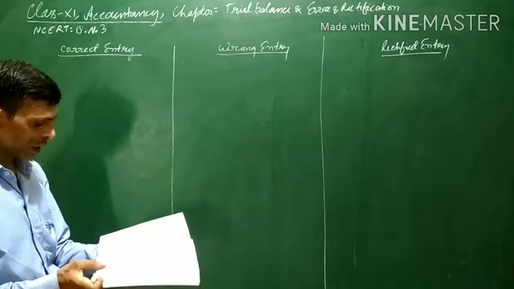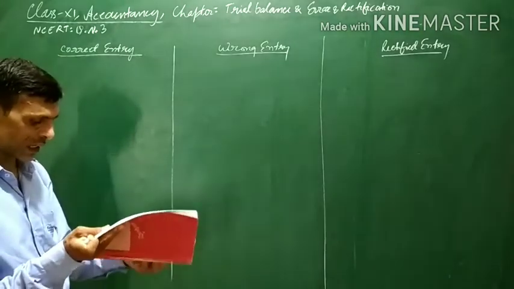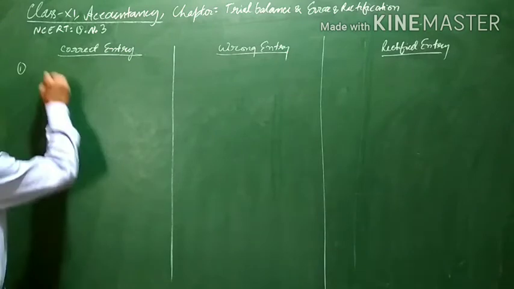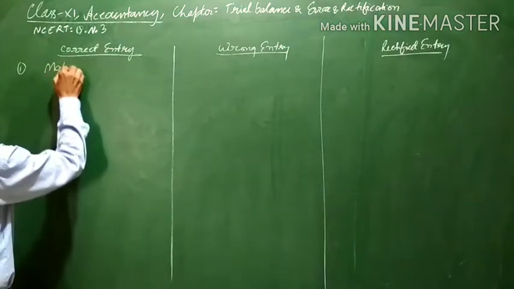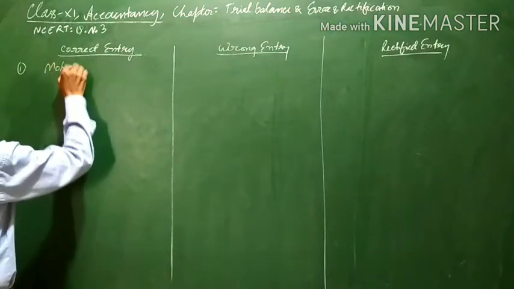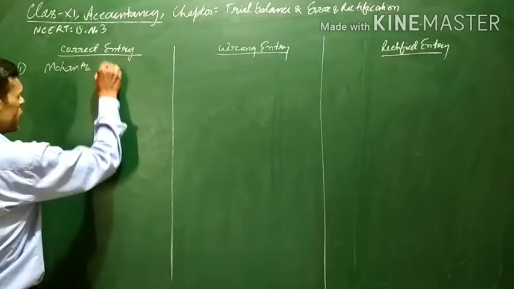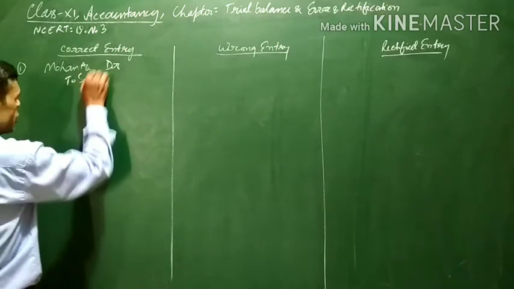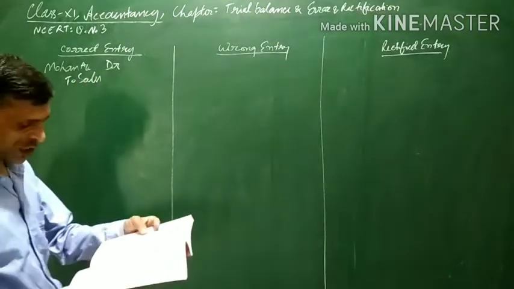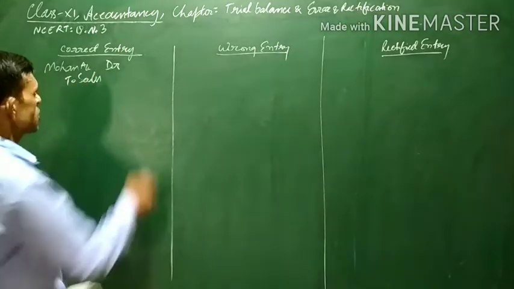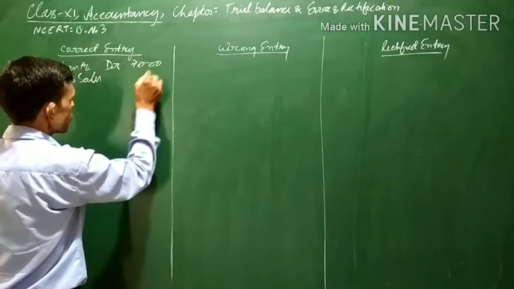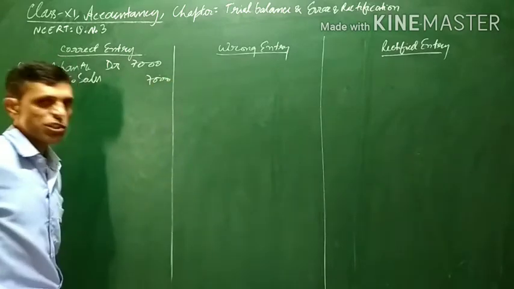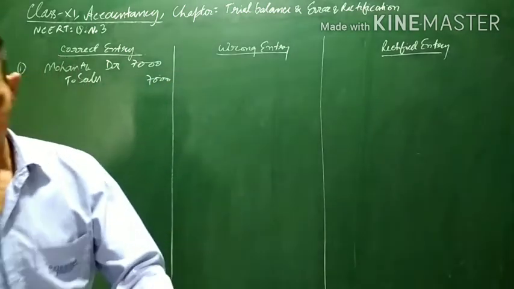Let us see what is the wrong entry. First of all, credit sales to Mohan were recorded as 7,200. Now, when credit sales are made to Mohan, the entry will be Mohan account debit to sales. This will be the general entry. Credit sales to Mohan, and it is of rupees 7,000. Now this has been recorded as 7,200.